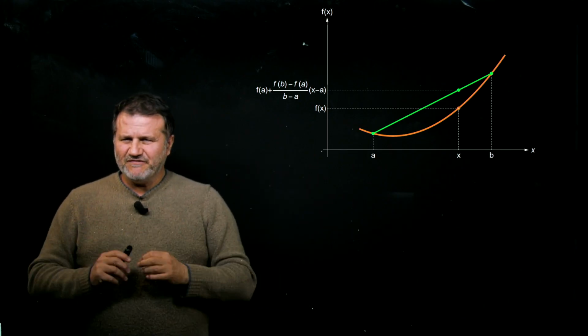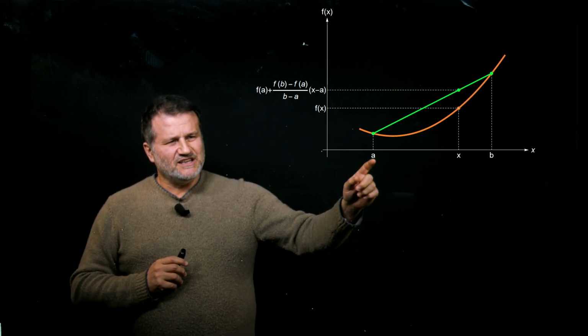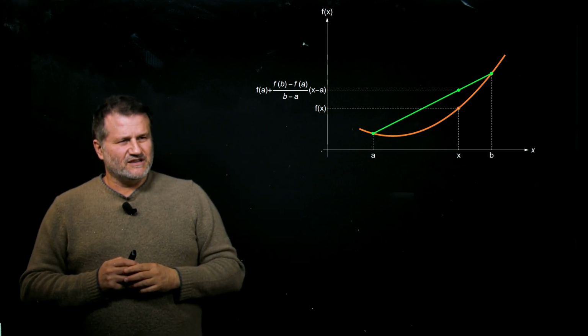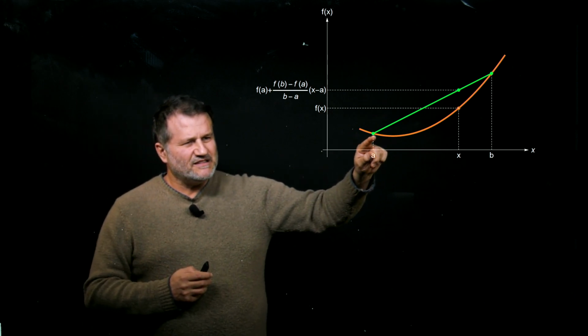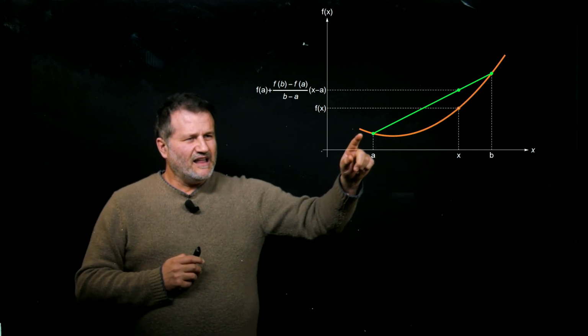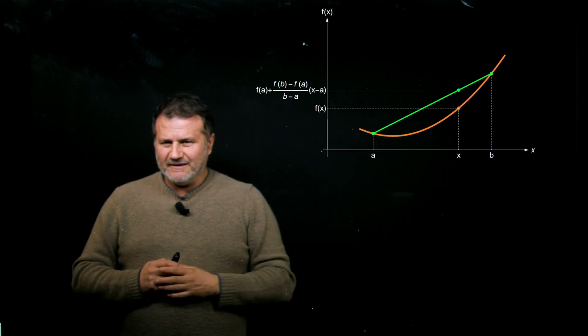Here we may notice the following remarkable property. If we fix any 2 points A, f(a) and B, f(b) along the graph of the function, the segment joining these 2 points, which is represented in green here, lies above the graph of the function, which is the orange line.